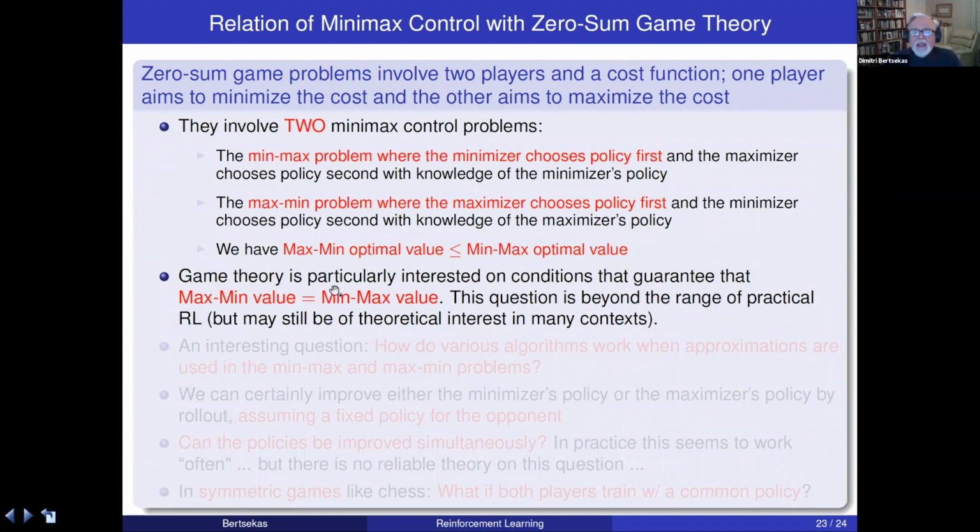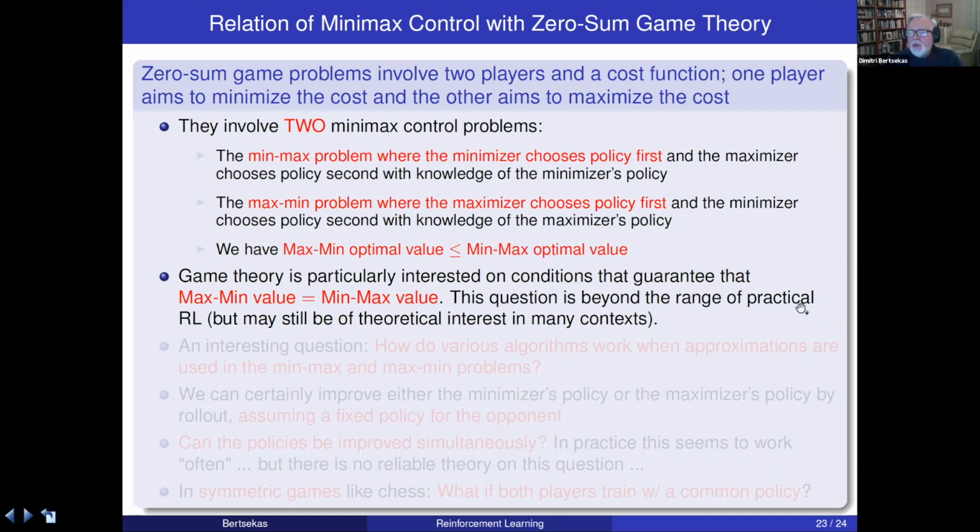However, zero-sum game theory is particularly interested in situations where the two values are equal. So in terms of value, it doesn't matter whether the minimizer or the maximizer plays first. And this is not true by any means in general. It is most of the time not true in the context of minimax control. However, game theorists are particularly interested in the conditions that guarantee that this is true. And there is theory about that involving mixed strategies and so on. I don't want to get into that. And this theory extends to dynamic programming.